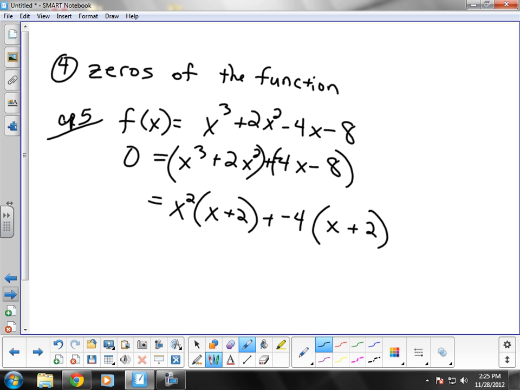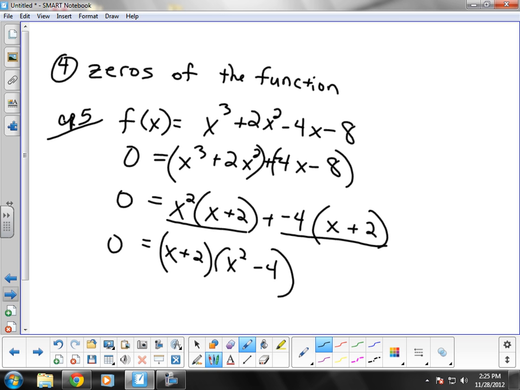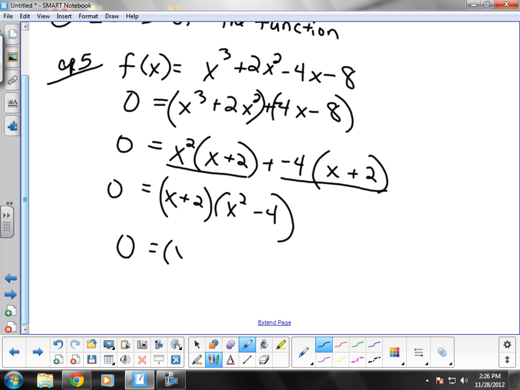Then once you've factored the first time, you turn it into 2 terms that also contain a common factor of x plus 2. So I can factor those out front, and I'm left with x squared minus 4. I'm hoping that you recognize that x squared minus 4 is the difference of 2 squares. So that turns into x plus 2 and x minus 2. Right?